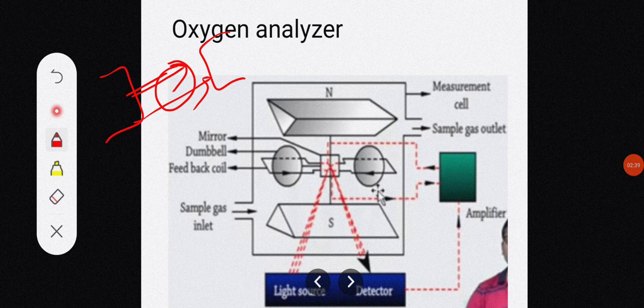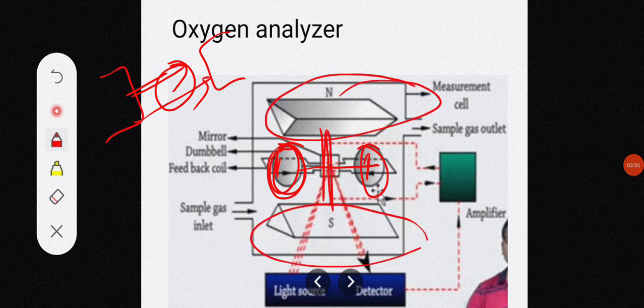Here you can see there are two glass spheres, primarily a non-magnetic dumbbell. As you can see, it is in the form of a dumbbell. These spheres are filled with nitrogen gas and are suspended with a fine wire within a magnetic field. These are the permanent magnets which are producing the magnetic field, and this is the dumbbell consisting of nitrogen, hanged with this fine wire.